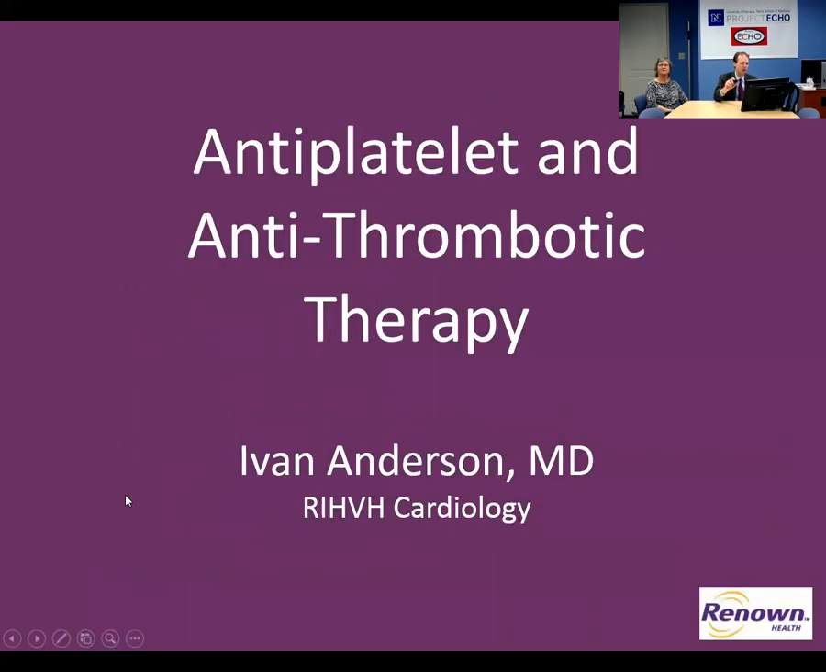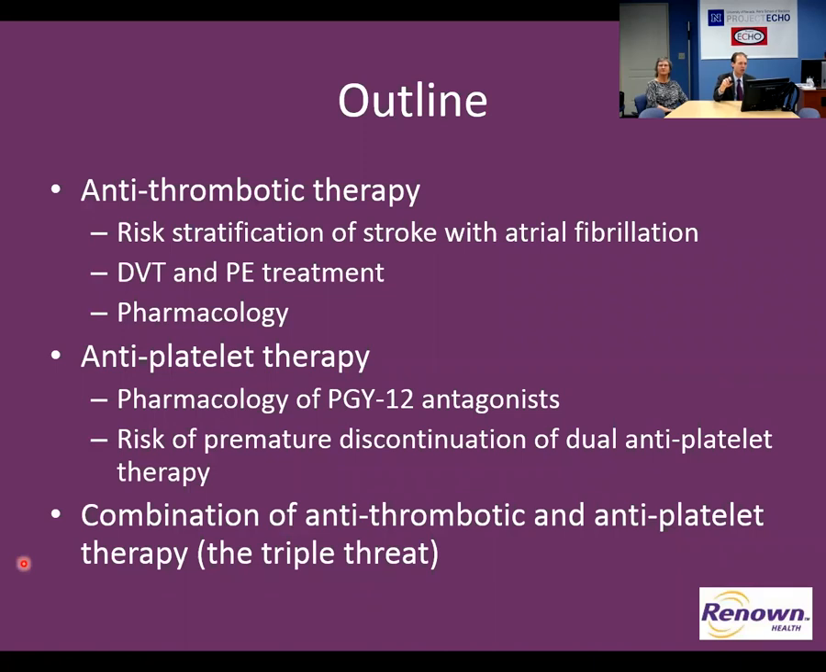So let's start with antiplatelet and anti-thrombotic therapy. And so we'll split the talk into initially anti-thrombotic, then antiplatelet, and then combination therapy. And again, with the sort of progressive reaching indications for all of these things.